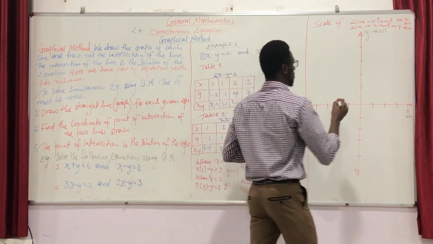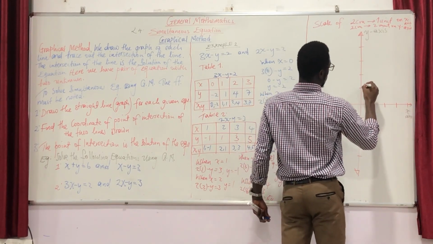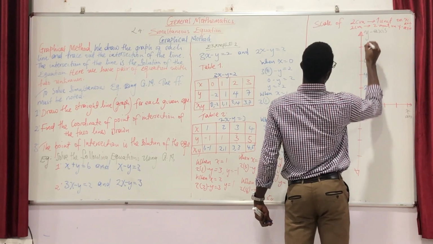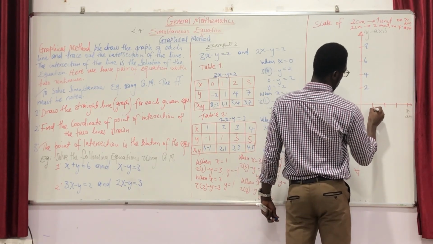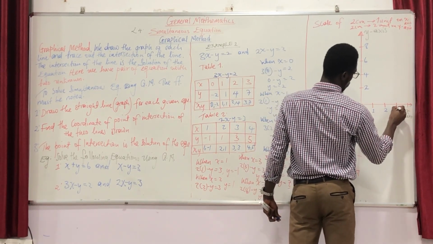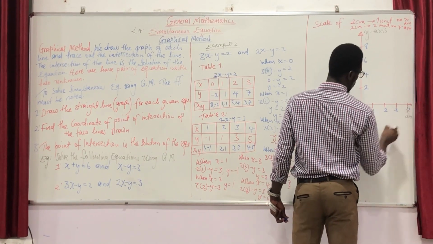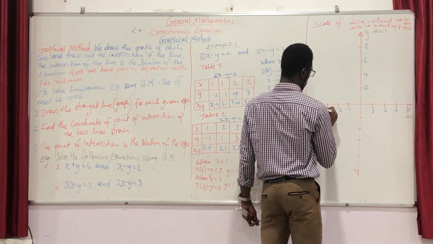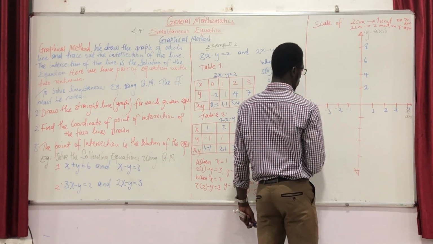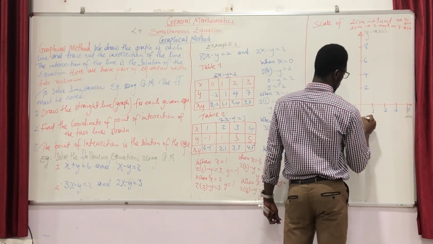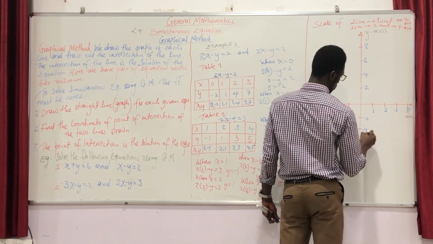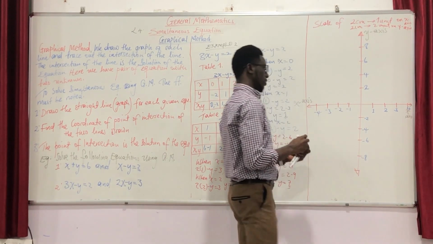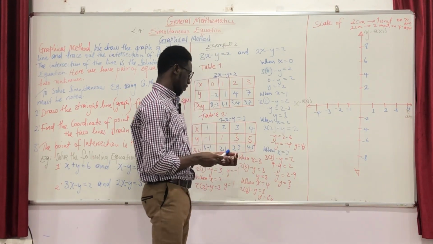Now we label this. This is 2, 4, 6, 8. This is 1, 2, 3, and 4. This is -1, -2, -3, -4. This is -2, -4, -6, -8. So now let's try to plot our graph.